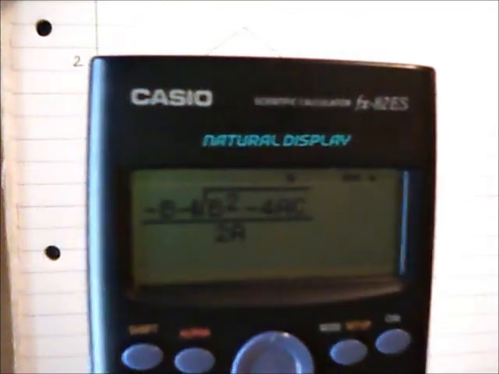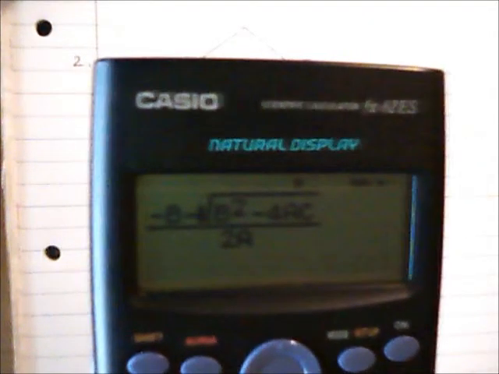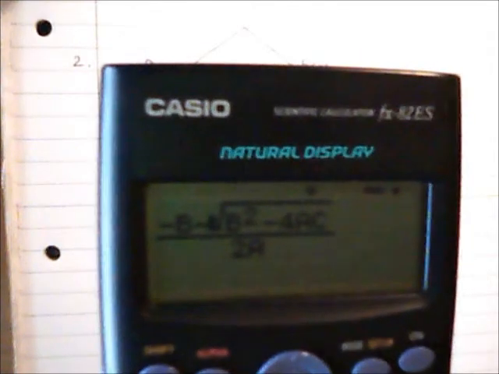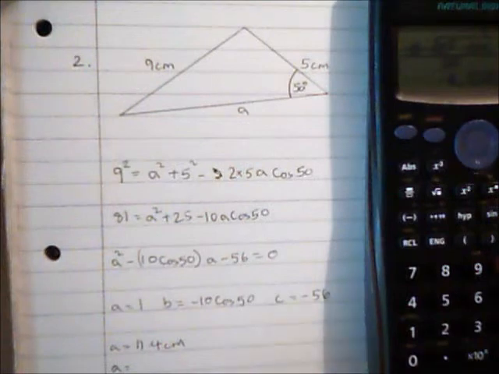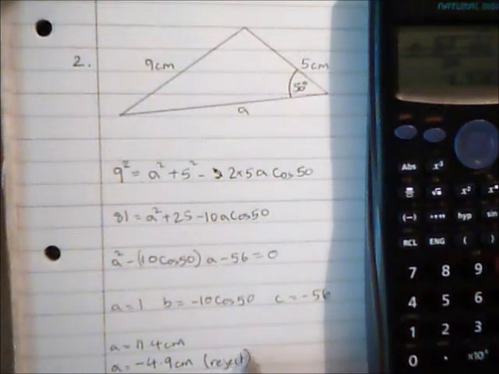So hopefully you can see that what's written in there is just the quadratic formula with A's, B's and C's, and that gives me an answer of -4.9. And then I can reject one of my answers because I'm not going to get a negative length, it's not going to make any sense, and so I have my value of 11.4.